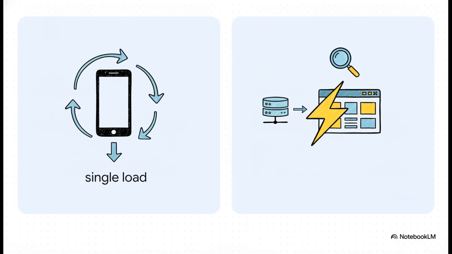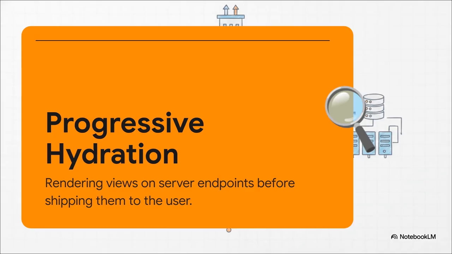You are essentially pre-building the page on the server so the user's browser doesn't have to do all that heavy lifting. And that perfectly tees up this concept of progressive hydration. This is basically the process of rendering your views on server endpoints before shipping them to the user. Now, this isn't just some fancy engineering flex, okay? It is an absolute business requirement for large software products to ensure search optimization while maintaining those interactive speeds.